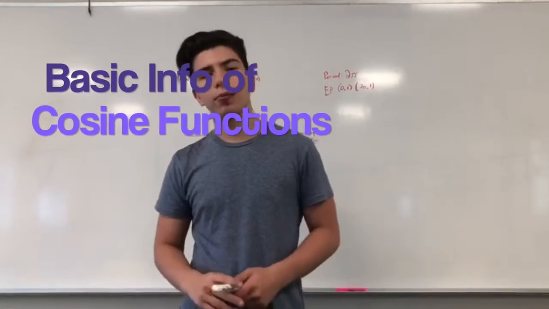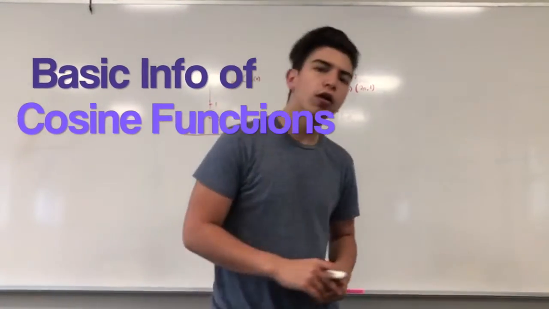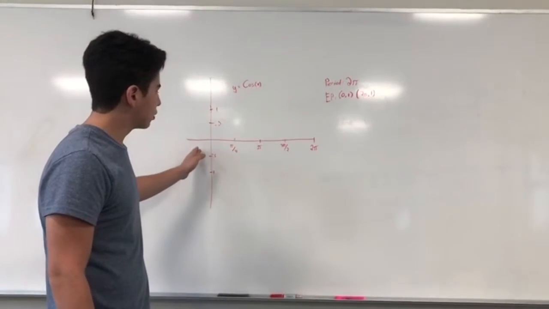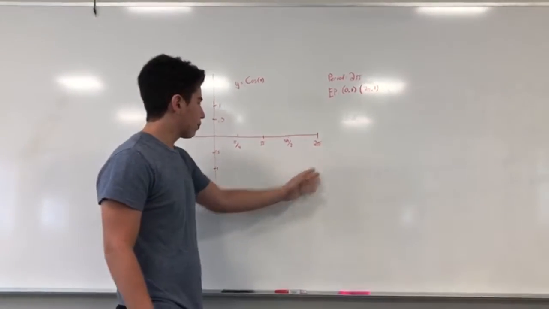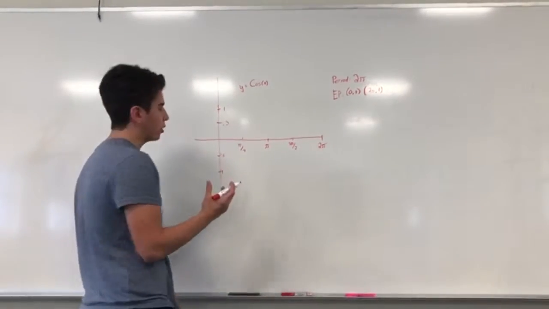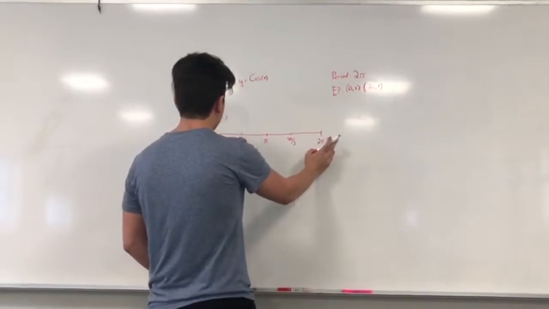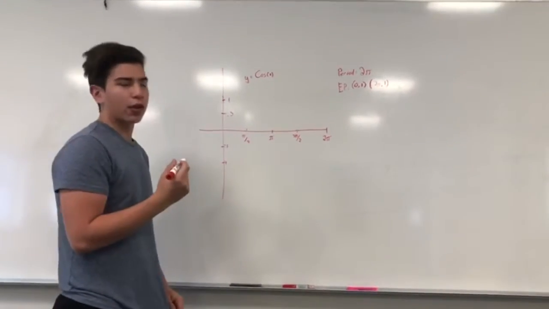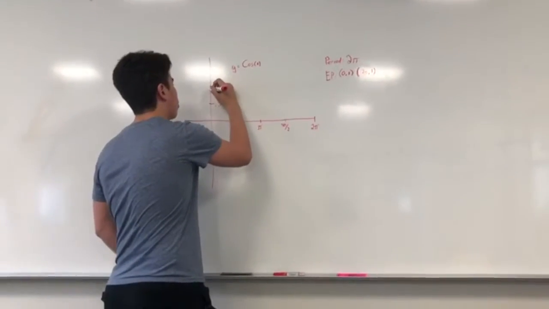I'm going to explain to you the basics of the cosine function. Here we have a graph, and it's measured in periodic, and halfway through is pi, and a complete cycle of cos is 2 pi. First, the cosine graph starts at (0, 1).